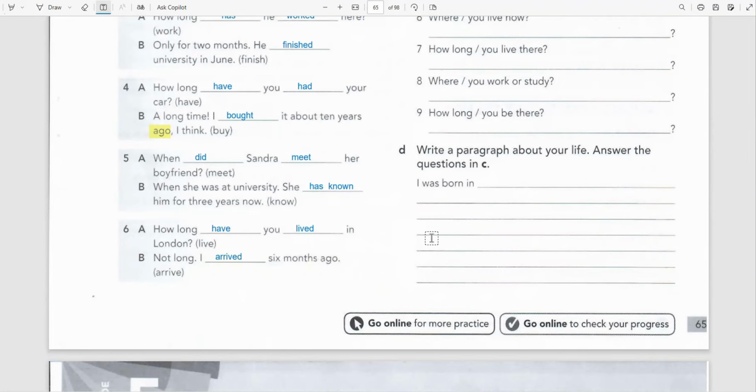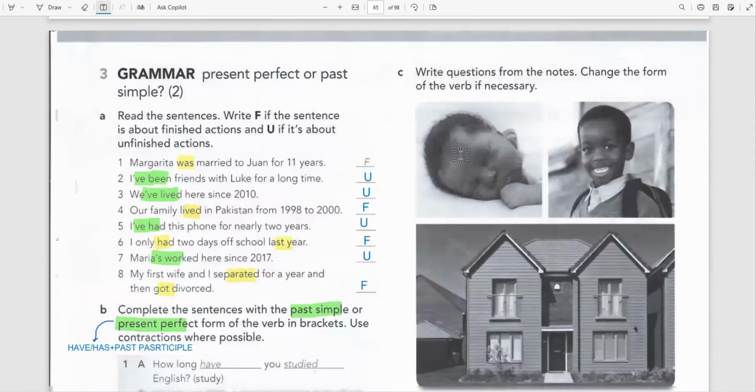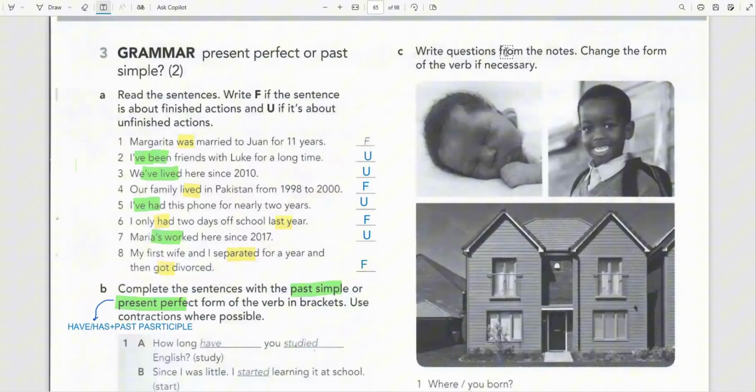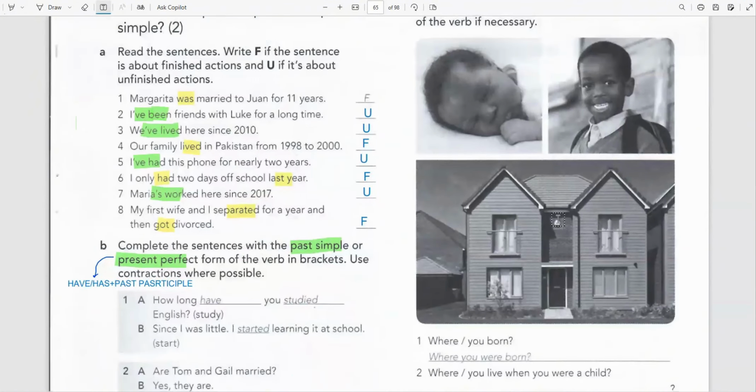Now that allows us to move to the next exercise. So let's scroll up. Here you go. Exercise C is asking us to write questions from the notes, change the form of the verb if necessary. Okay, fine. So pictures are done. We can see that.